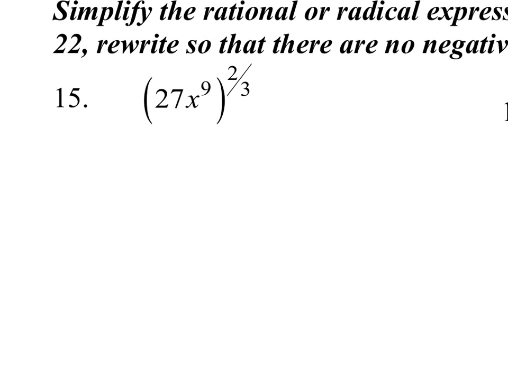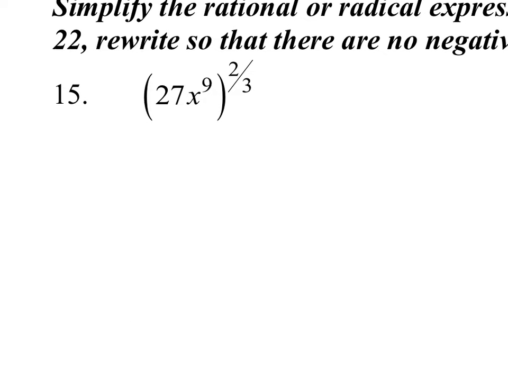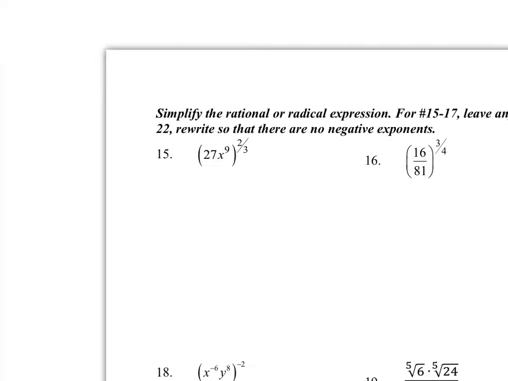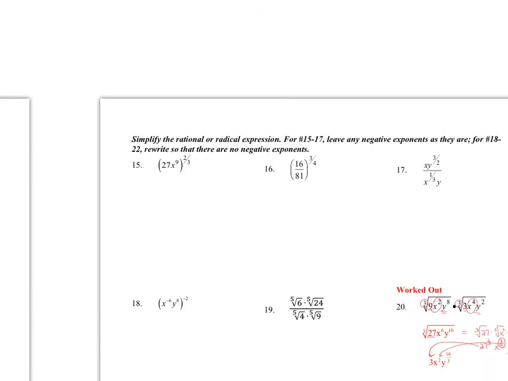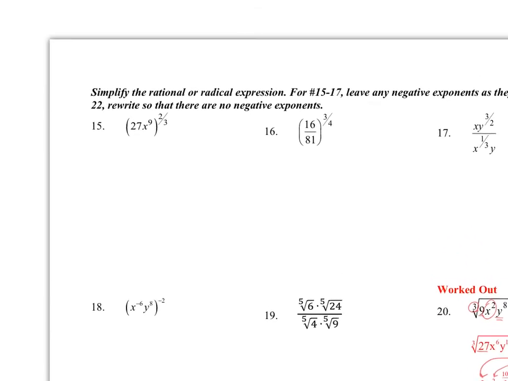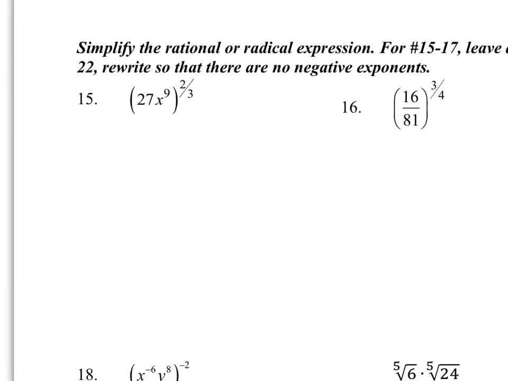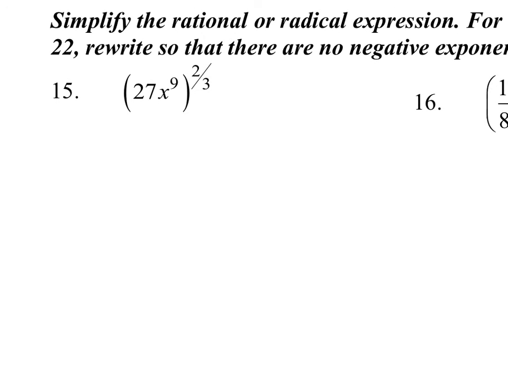Okay, so let's just start here. We have this entire thing being raised to the 2/3 power. So, and then, hold on, simplify the... Okay, I think we are just simplifying with exponents, so leaving them in rational exponent form. So, here, remember, this is the same thing as 27 to the 2/3 power times x to the 9th to the 2/3 power. So 27 to the 2/3, you may be thinking, what do I do first?